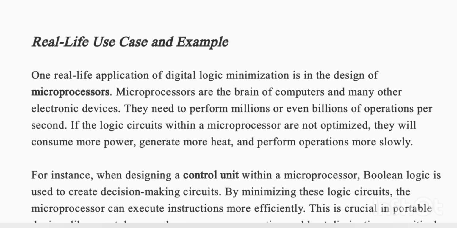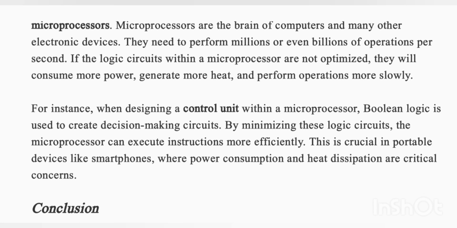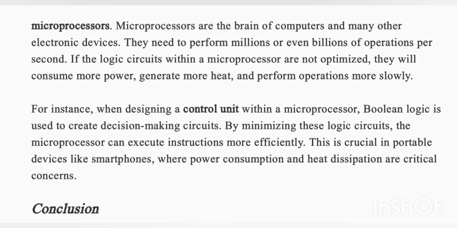If the logic circuits within a microprocessor are not optimized, they will consume more power, generate more heat, and perform operations more slowly. For instance, when designing a control unit within a microprocessor, Boolean logic is used to create decision-making circuits. By minimizing these logic circuits, the microprocessor can execute instructions more efficiently. This is crucial in portable devices like smartphones, where power consumption and heat dissipation are critical concerns.